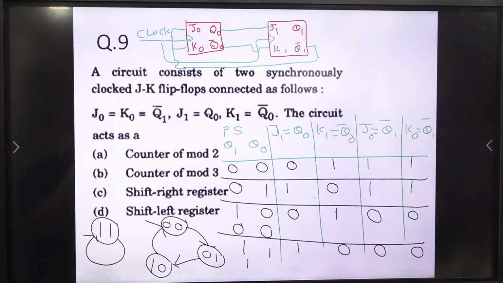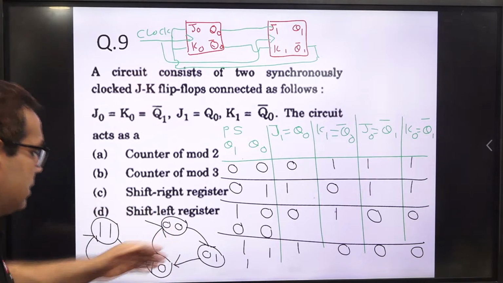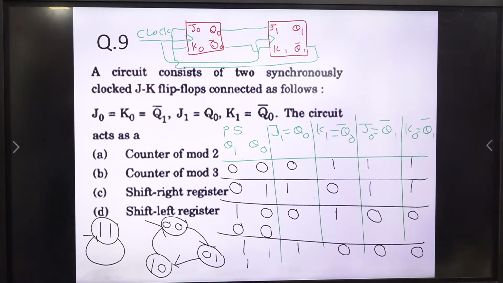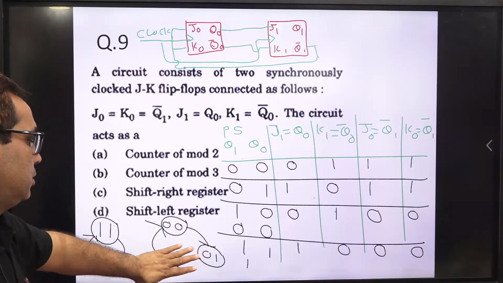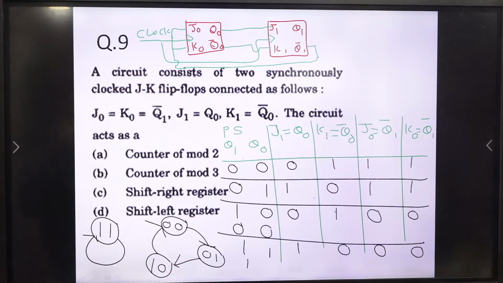So this is an invalid state and it is remaining in the same state, right? It is not going into the valid state diagram. This will be the state diagram of this. So here the valid cycle is this one. 3 will be the mod of the counter. So please tell me, is this clear to all of you?